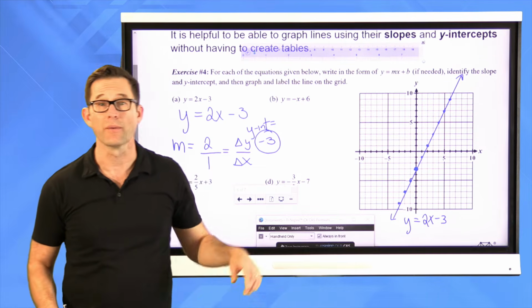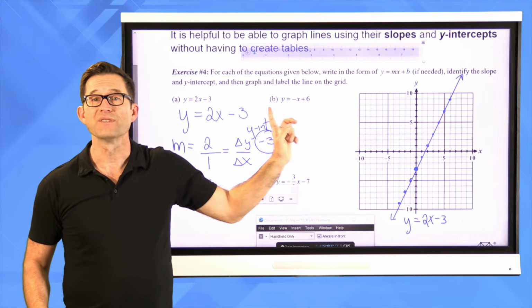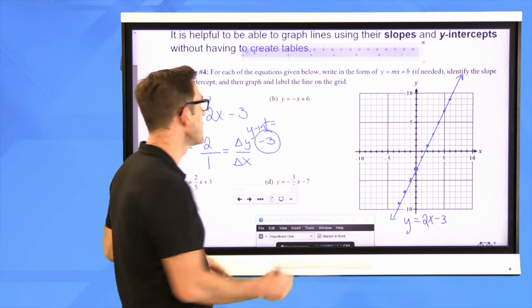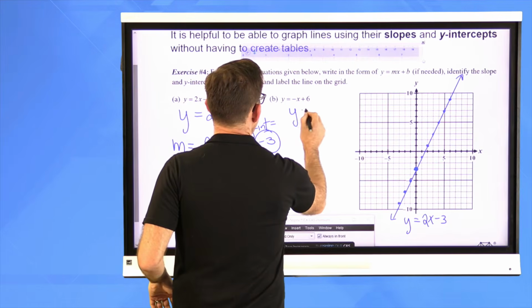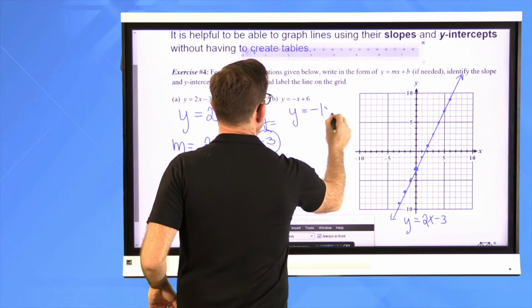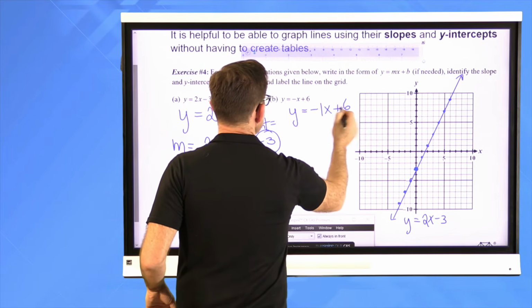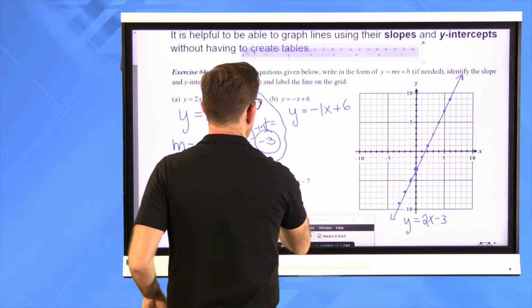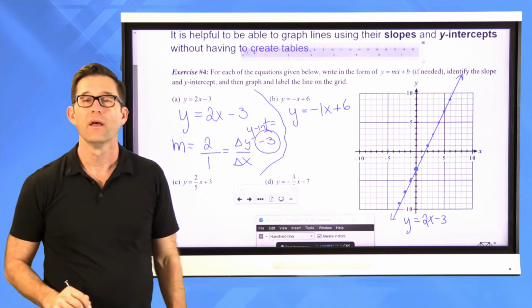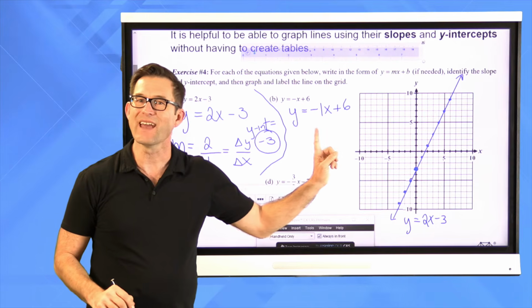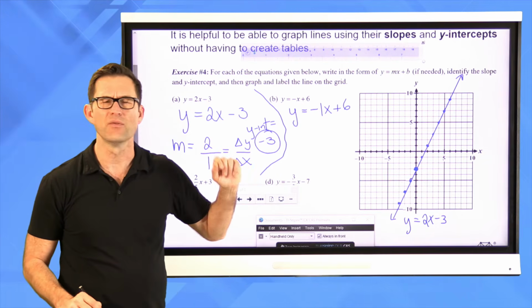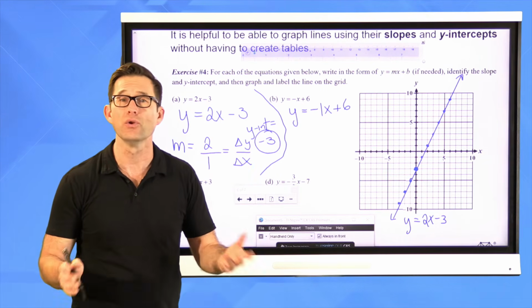Let's do another one. Letter B, y equals -x plus 6. Again, I'm going to rewrite this a little bit bigger, and I'm going to write it as -1 times x plus 6. Give myself a little more room there, okay? The slope, right, is -1. That's a little tricky. Please don't ever tell me the slope includes the x.